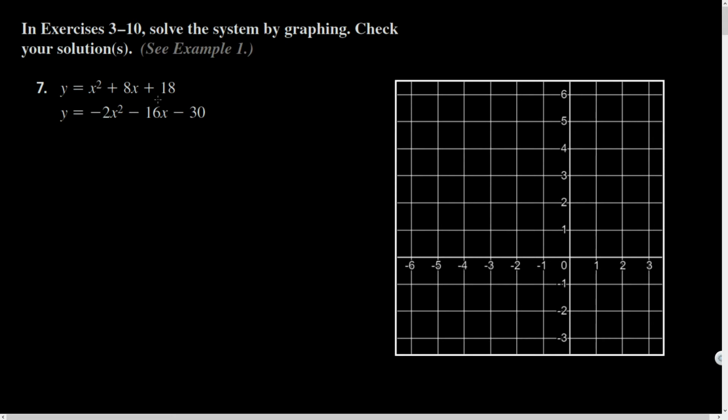I looked at these and I was like, oh, I'd rather solve this another way, but that's okay. I'm going to need this little H formula. And so for the first equation, H equals negative b over 2a. So for this top equation, H equals negative 8 over 2 times 1.